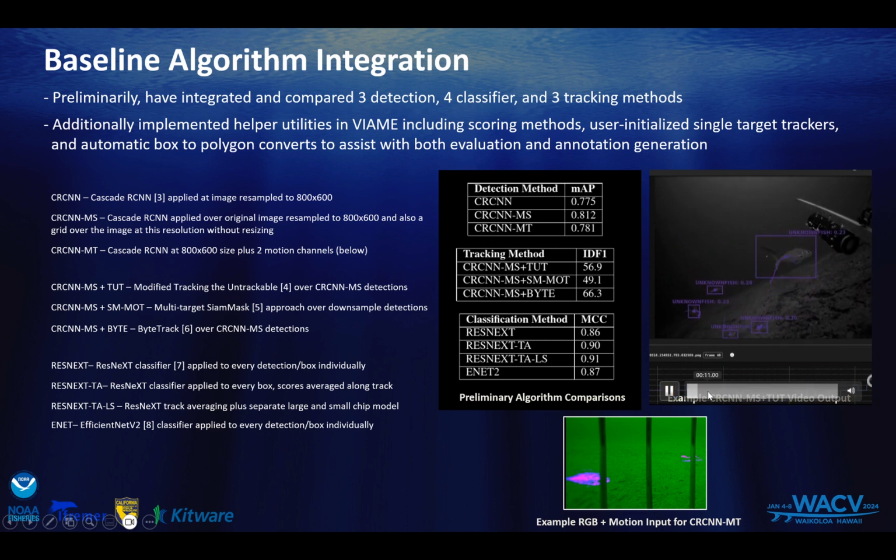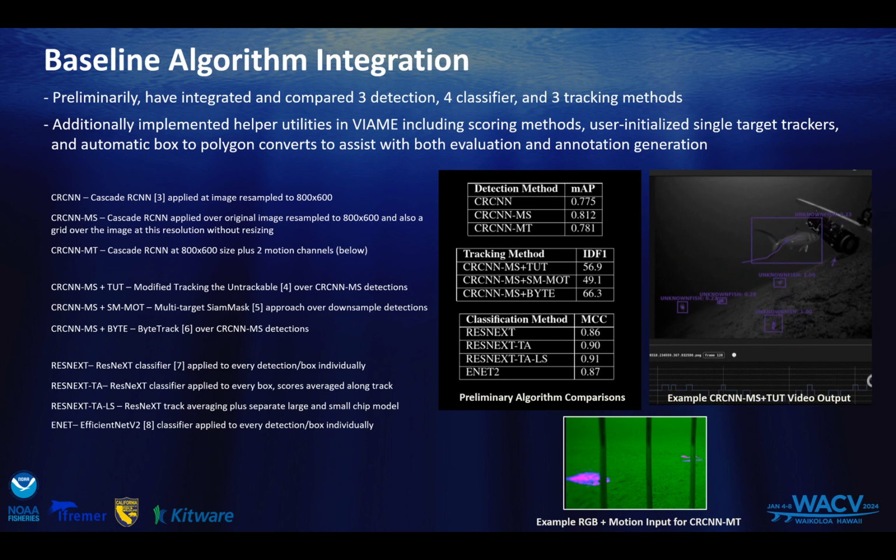For detection, the same architecture, just Cascade RCNN, applied in different fashions. One, taking the input image and just resizing it to an 800 by 600 individual chip, and then just using the network as is. A second, performing a gridding approach in addition to that, where we don't do any native resizing of the image. We just grid it up into fixed tiles and then process that alongside the downsampled image.